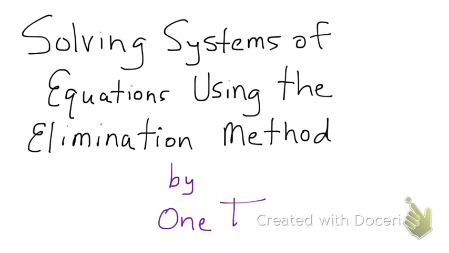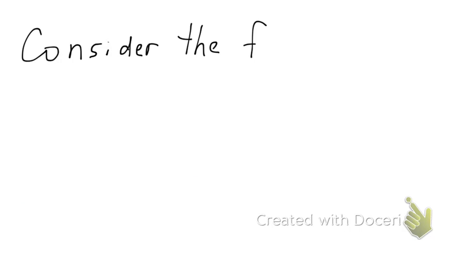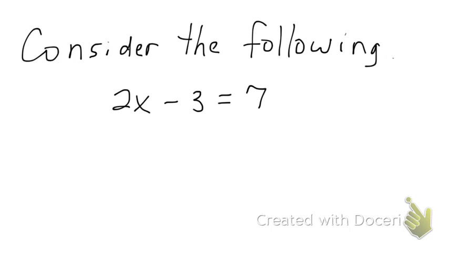In this lesson, we're going to solve systems of equations using the elimination method. We sometimes call it the addition method, and you'll see why in a second. So if you look at the following equation, normally we would add 3 to both sides and then divide by 2 to solve this. But consider this.